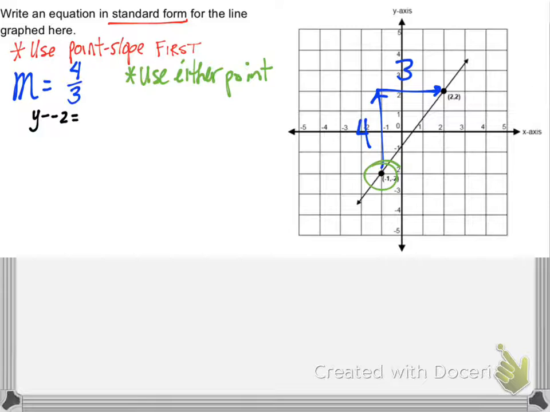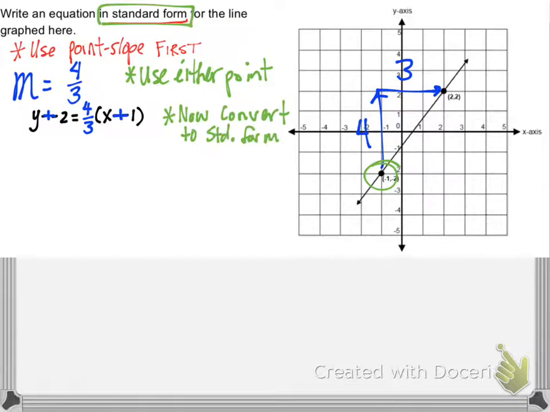And then I substitute those into the point slope formula. Double negative will be positive. And now I'm going to distribute to change it into standard form. I'm going to distribute that fraction there. And then I'm going to clear the fraction by multiplying through by a 3.